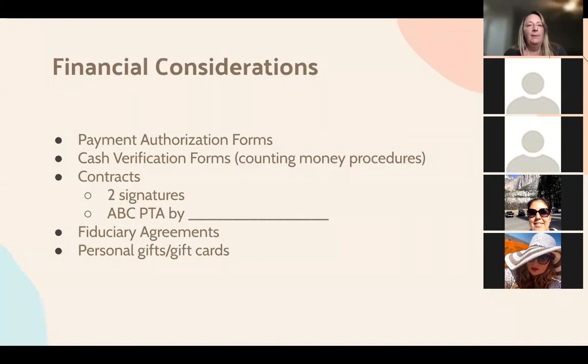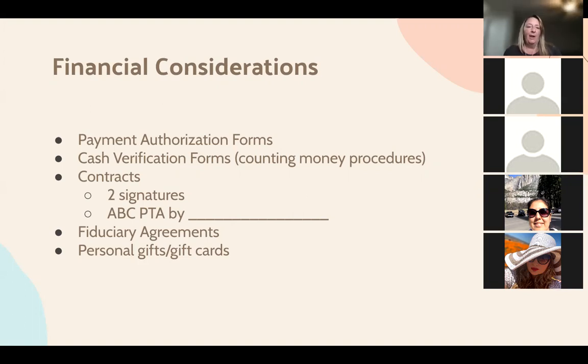I want you to remember that there are some financial procedures that you really need to keep in mind as you're moving forward. If your position requires you to spend money in any way, these are some things that you need to keep in mind. There are forms called payment authorization forms. So if you need to purchase something for your program or your activity, whatever you're doing, there's a form that somebody on your PTA has. If they don't have it, look on CAPTA.org. There are some sample forms on there.